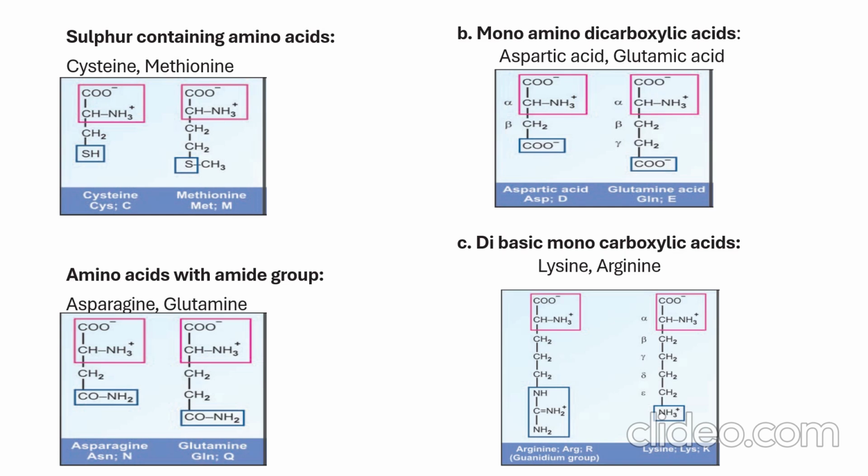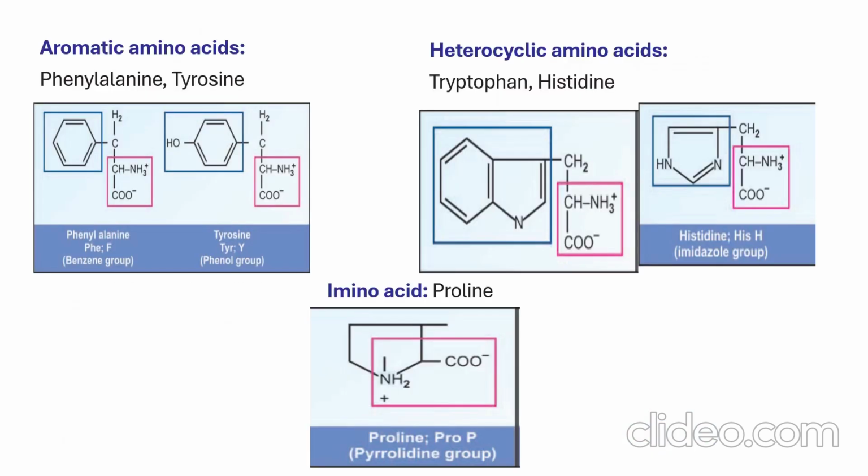Asparagine and glutamine are amino acids that contain an amide group. Amino acids with two carboxyl groups are called monoamino dicarboxylic acids. Examples are aspartic acid and glutamic acid. Lysine and arginine are examples of dibasic monocarboxylic acids.